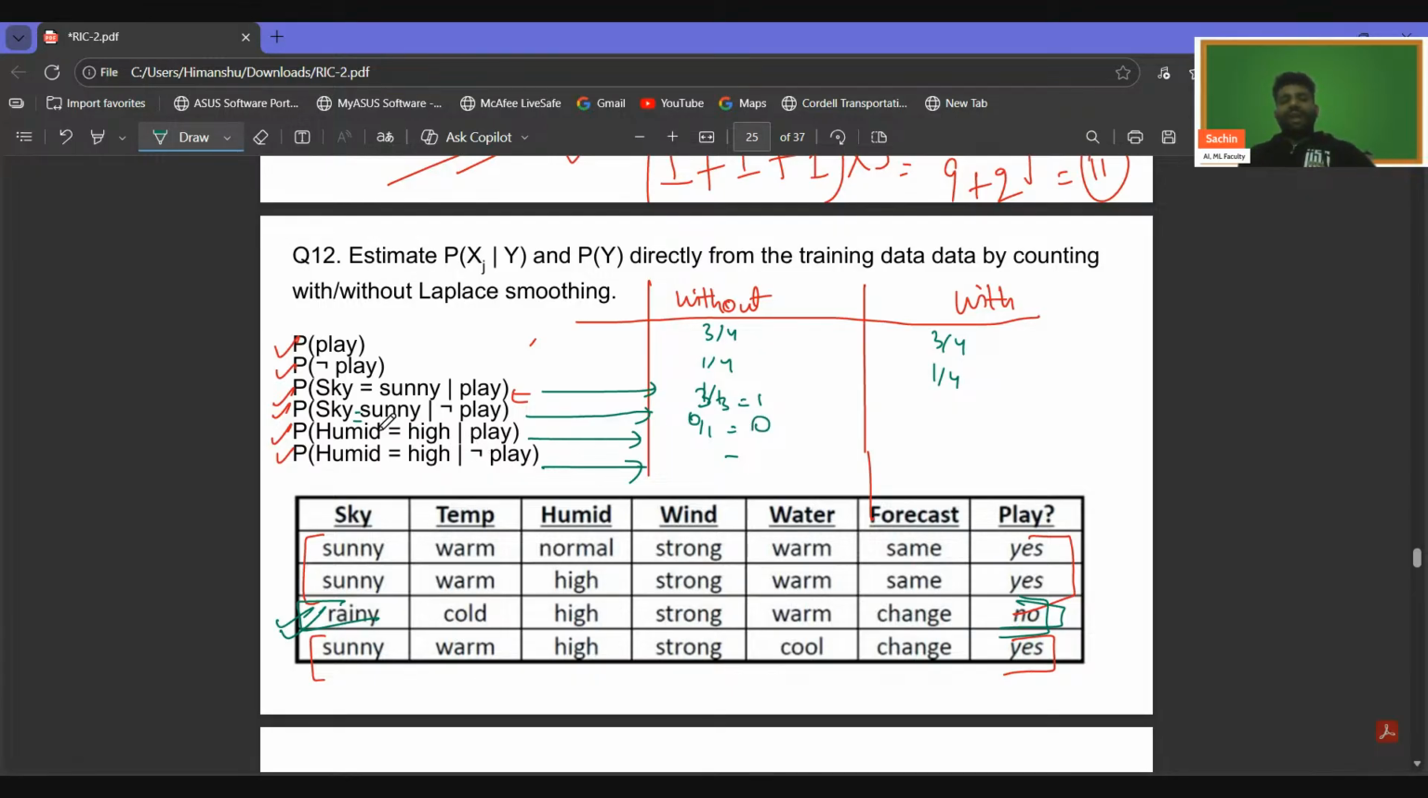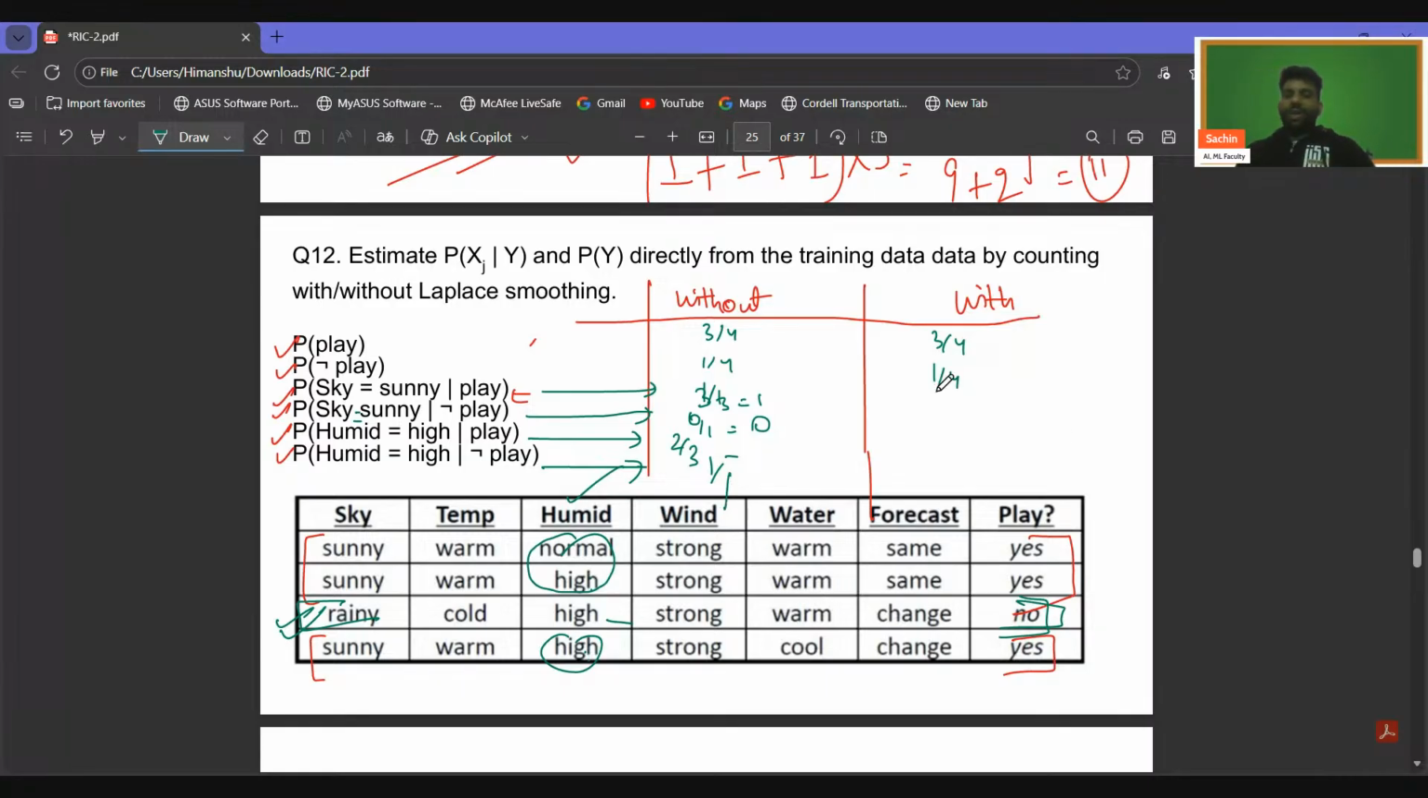Now, on a similar line, if I talk about the humidity column, if play is happening, we have these two and then this separately. When not play, I need to consider this. So if play is happening, humidity is high in how many of those cases? 1, 2. 2 out of overall 3 rows, so 2 out of 3. And what about this one? Humidity being high when no play is happening, it's 1 by 1. I hope we are clear how we calculated these probabilities for naive Bayes.